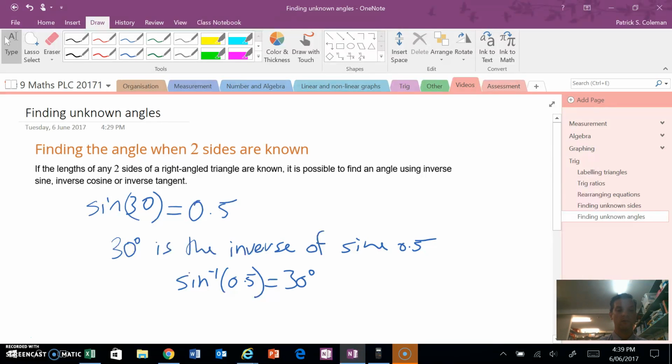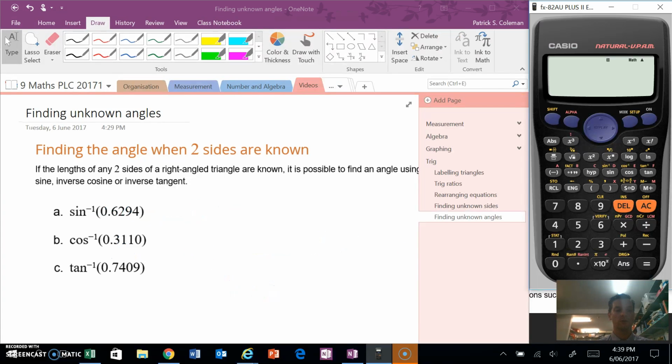So we should have seen that already. We should have a basic understanding of that. If not, don't stress too much. We're going to look at a couple of examples and make sure we know what's going on. So the first thing I want us to do is just briefly look at how we enter these into the calculator. We're just going to evaluate these.